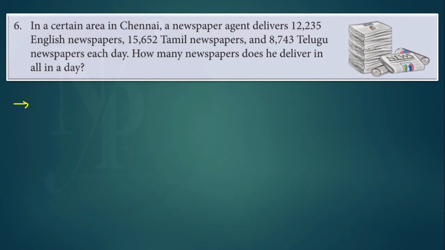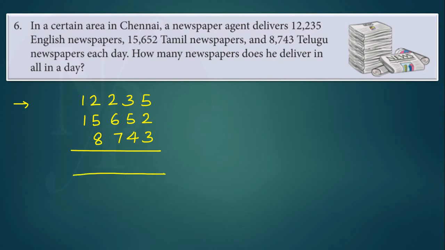The English newspapers delivered were 12,235 and Tamil newspapers delivered were 15,652. Telugu newspapers delivered each day were 8,743. You have to write the numbers according to their place values. We have to add all these numbers to get the total number of newspapers delivered.